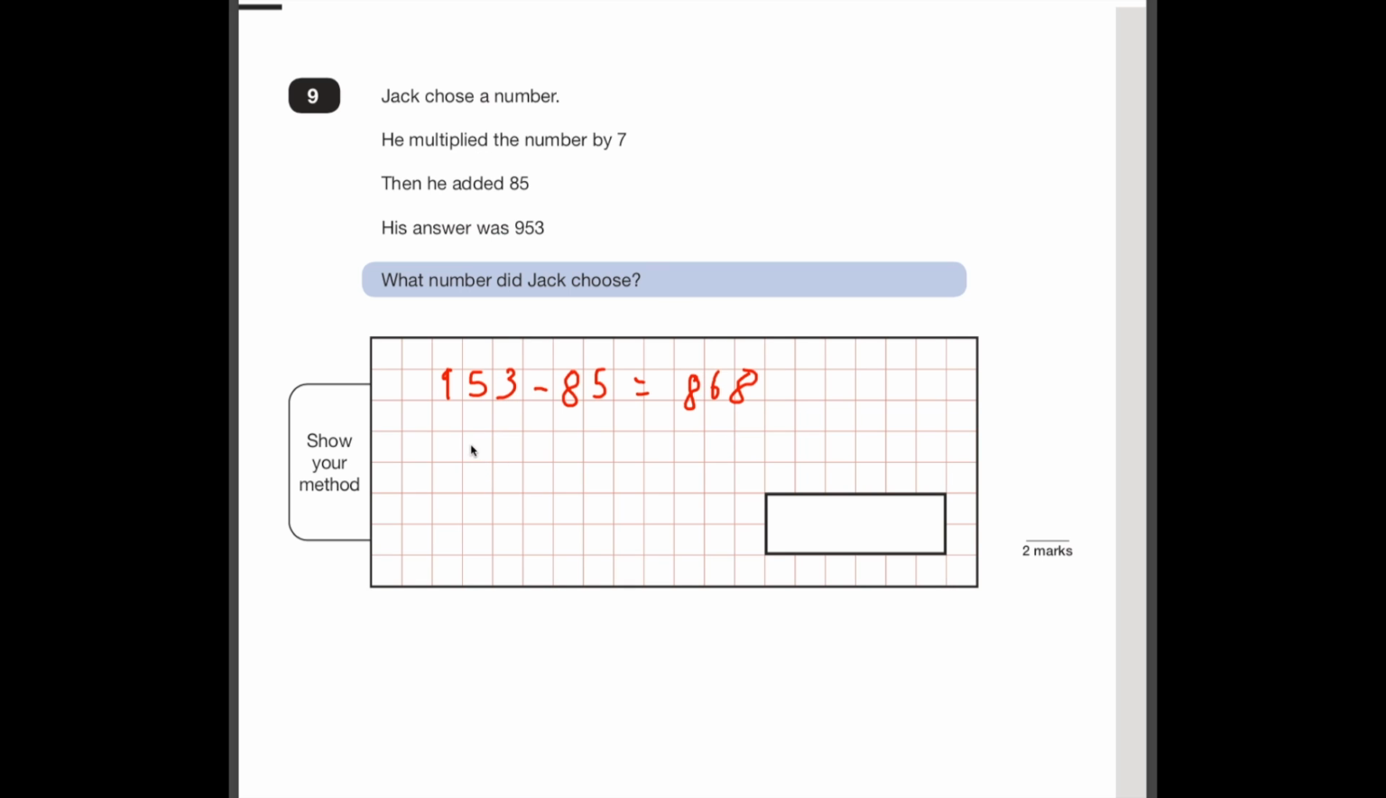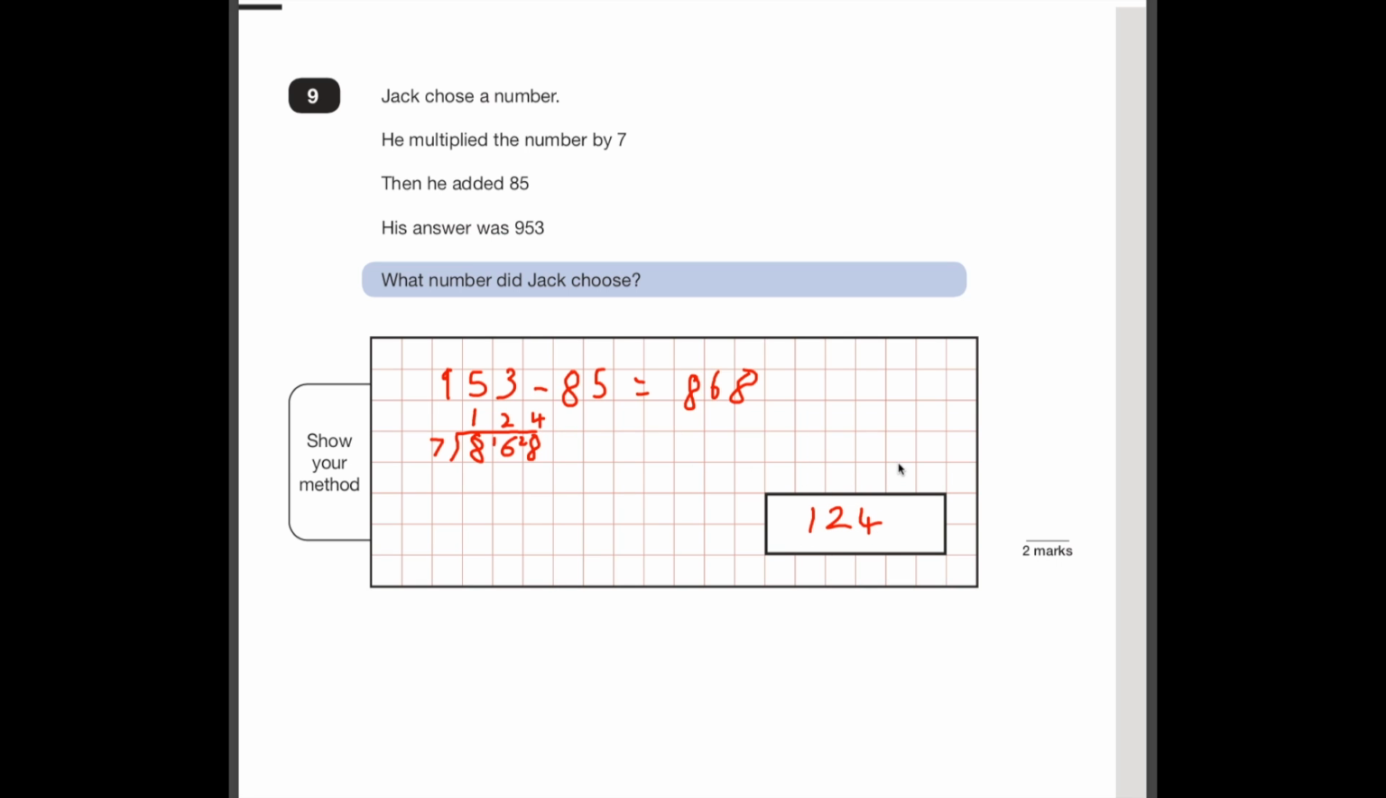So 868 divided by 7. We're going to do it this way. How many 7s go into 8? 1. Remainder 1. How many 7s go into 16? It would be 2, remainder 2. And how many 7s go into 28? The answer is 4. So his original number was 124.